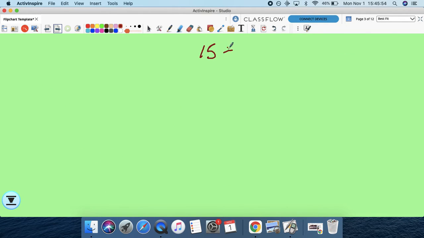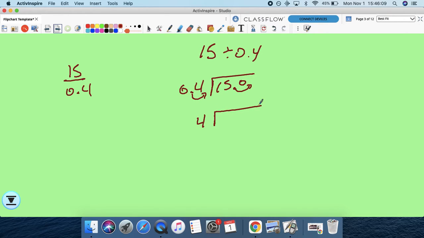15 divided by 0.4. This one's a little bit simpler. Move the decimal 1 over. Becomes 4. There's no decimal, so let's put a decimal. We're going to move 1 over. So inside, instead of 15, it's going to be 150. 4 goes to 1? No. 4 goes to 15, yes. 4 goes to 15 3 times. Remember, 4 times 3 is 12. 4 times 4 is 16. 16 is too much, so no. I'll use this one. 4 times 3 is 12.